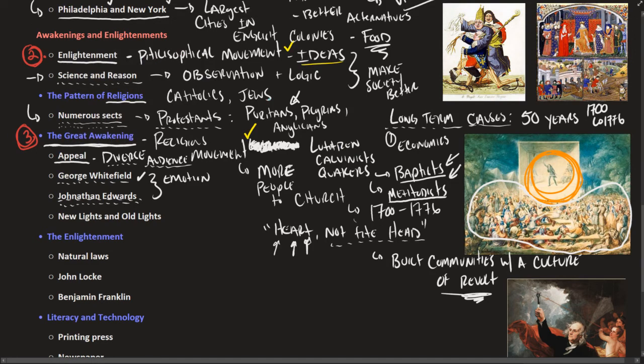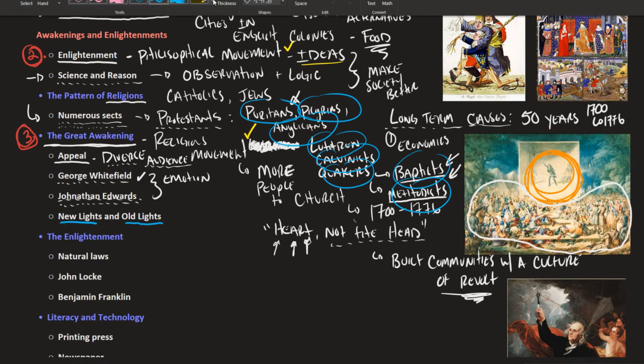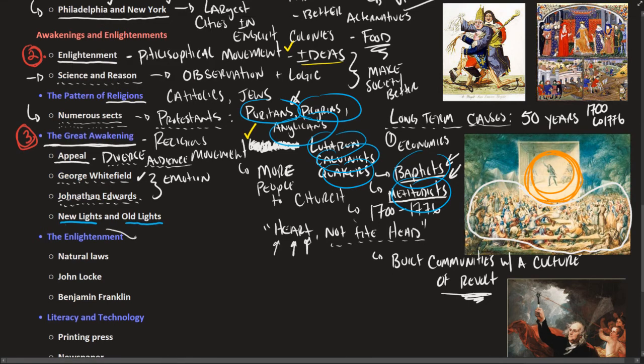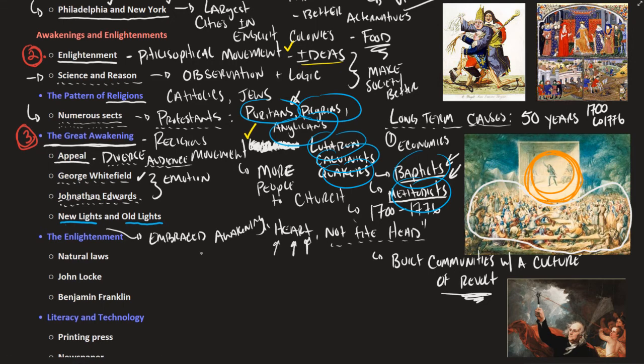Let's do this. Puritans, Pilgrims, Anglicans, Lutherans, Calvinists, Quakers, Baptists, Methodists, they split up into pretty much two sections, New Lights and the Old Lights. The New Lights were the ones who embraced the awakening. Right? They said this more emotional approach is better. It's better to bring in a more diverse audience. It's better to bring in more people for the church. This is the way to go.